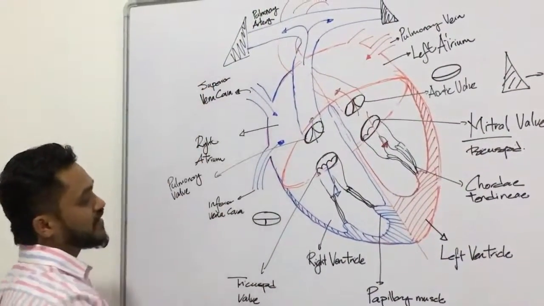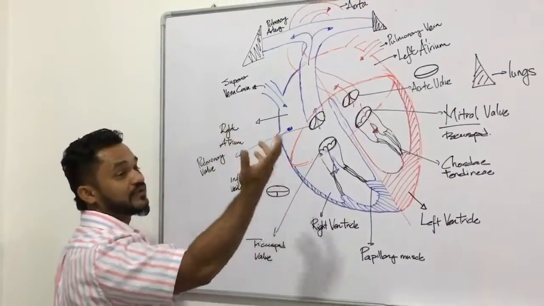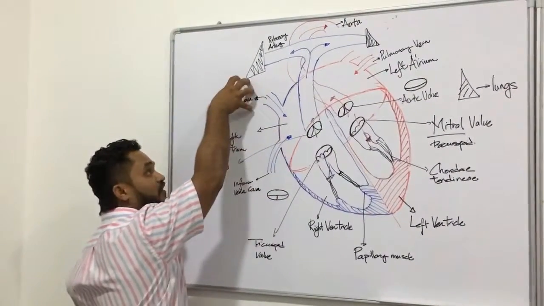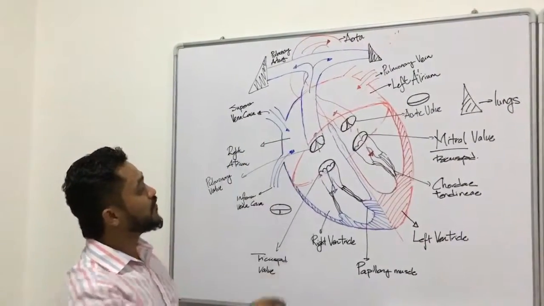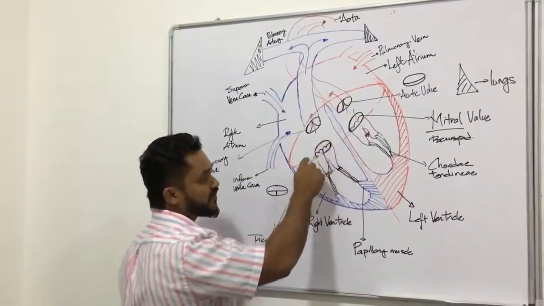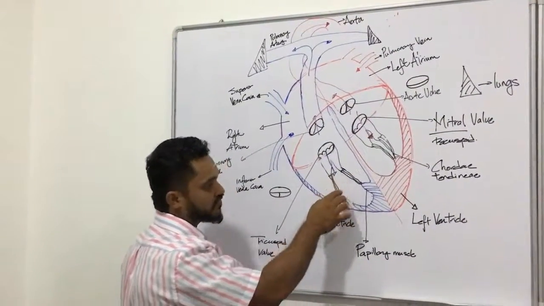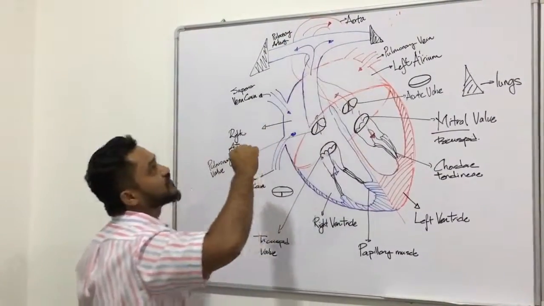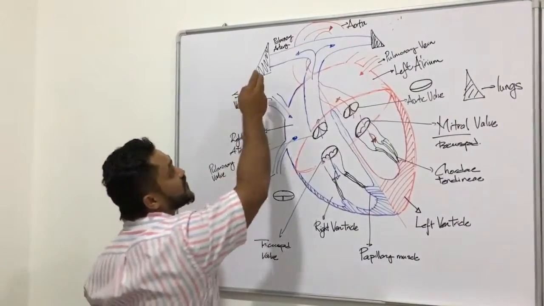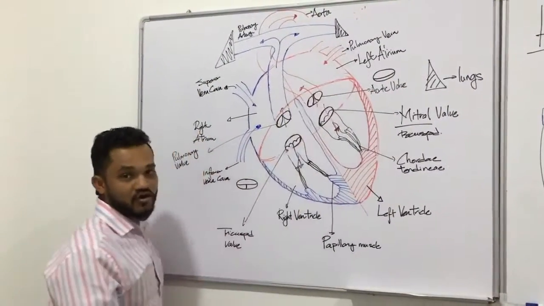We have superior vena cava and the inferior vena cava, which brings deoxygenated blood from the upper part of the body and the lower part of the body. Okay, from there we will see a tricuspid valve. Okay, tricuspid valve, and we have the right ventricle, of course. From the right ventricle, we can see another large artery, which is called the pulmonary artery, which brings the blood, deoxygenated blood, to the lungs to get oxygenated.